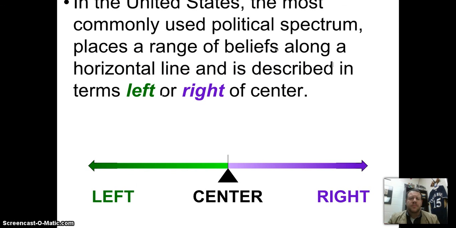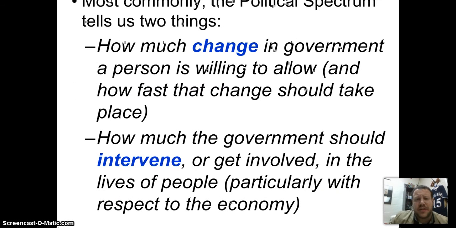In the U.S., we usually use this on a big horizontal line. We have what we call center, left, and right. You hear a lot of people describe politics as being either left or right. You're a left winger. You're a right winger. That's where the whole term comes from in terms of left and right ideas of politics. So we're looking to see now what that actually means.